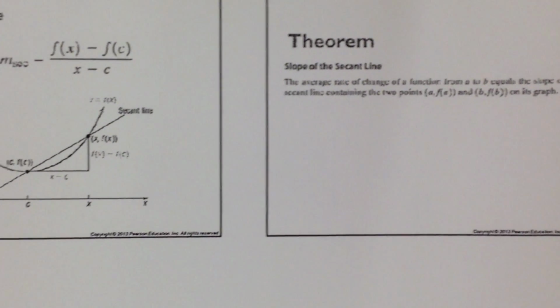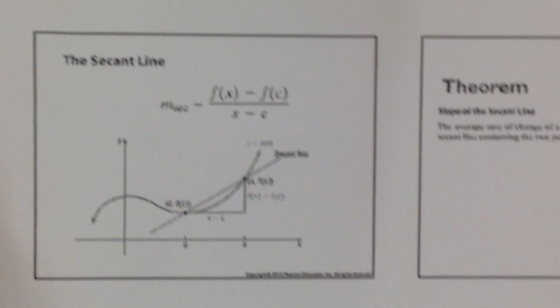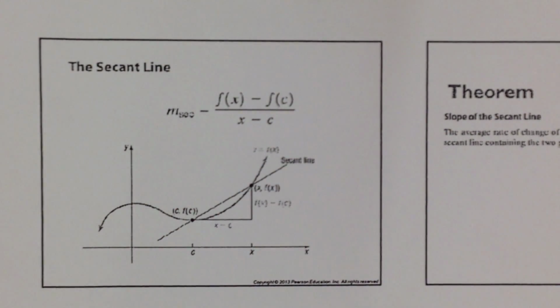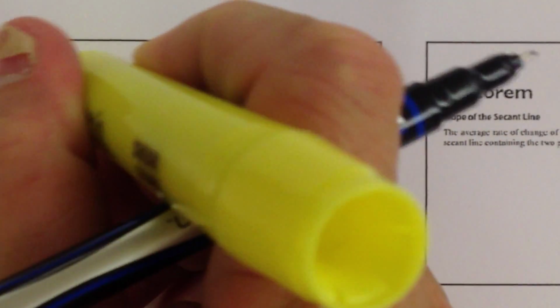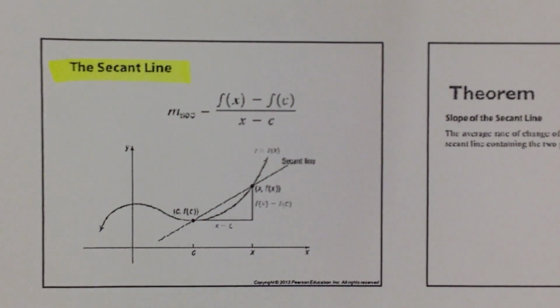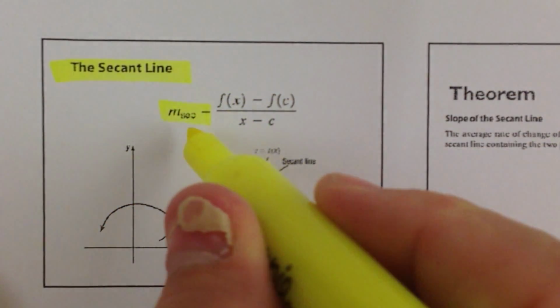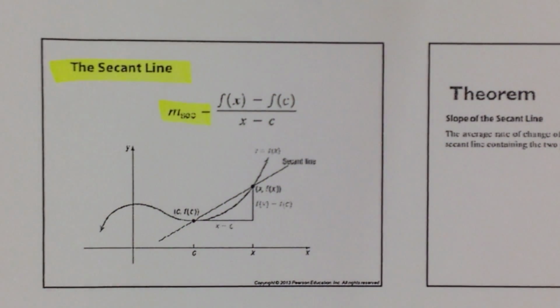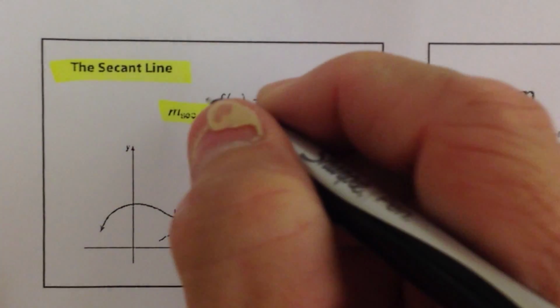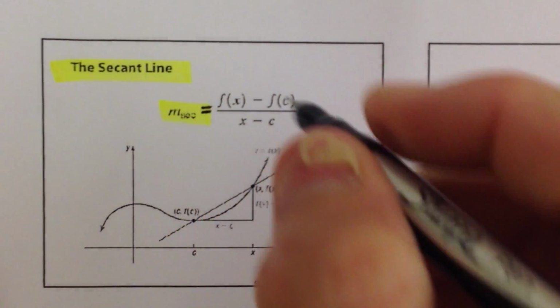The secant line, that line that I drew through the graph, we call it a secant line. Okay? And that secant line has a slope. And that's what this is here. M with the SEC represents the slope of the secant line. And that should be an equal sign there.